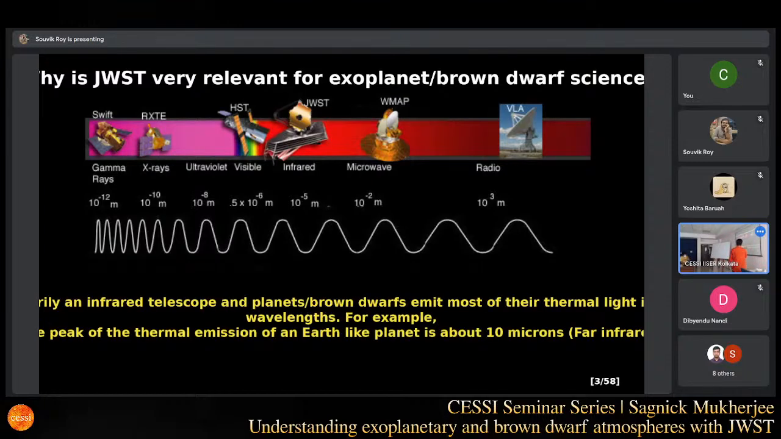Now, why is that important? The reason is basic physics. If you take Wien's law and the temperature of a typical planetary atmosphere or a brown dwarf atmosphere, and you calculate at what wavelength most of the thermal light goes out from the planet, then for an Earth-like planet it comes to be about 10 microns, which is mid to far infrared. So for all these colder planets and brown dwarfs, JWST is perhaps the perfect observatory to study them, because it can really sensitively detect infrared light, which most of these planets emit.